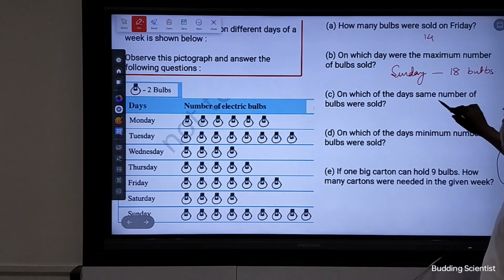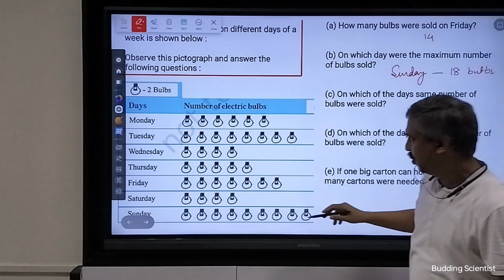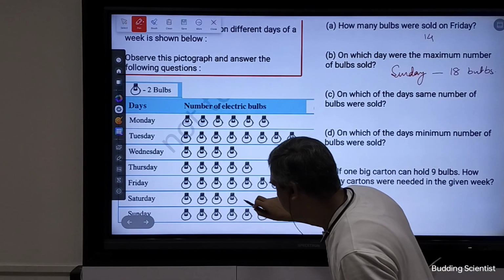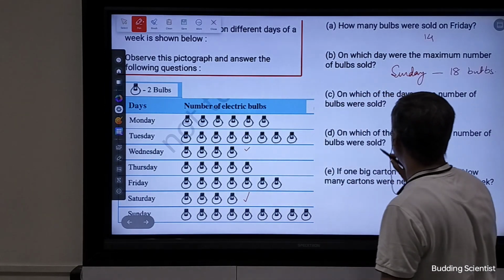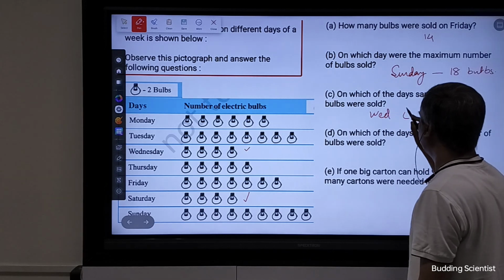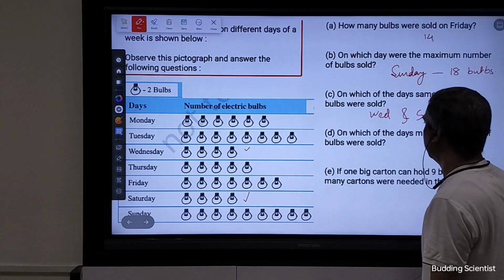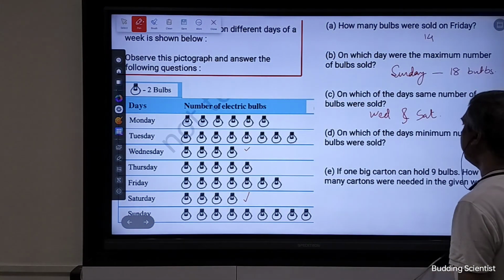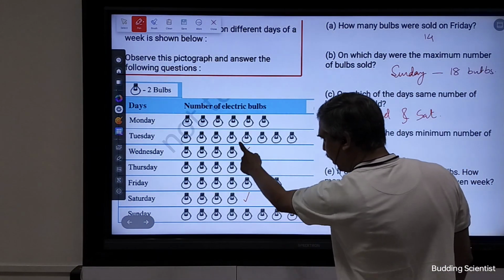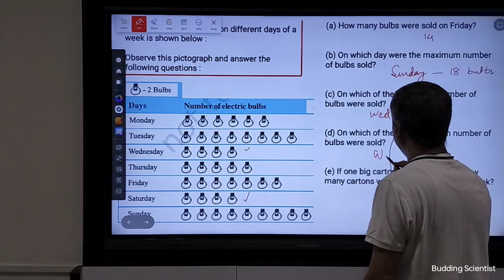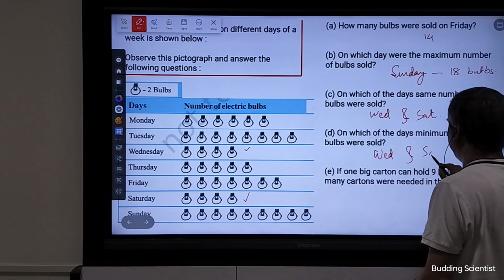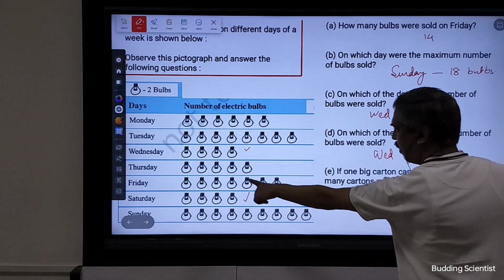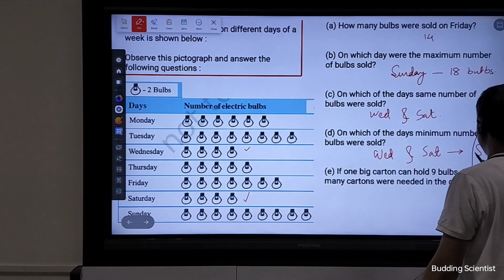On which of the days same number of bulbs were sold? Saturday and Wednesday. Next one, on which day was the minimum number of bulbs sold? Minimum is again the same, Wednesday and Saturday. And what is the minimum number? The minimum number is 4 into 2, 8.